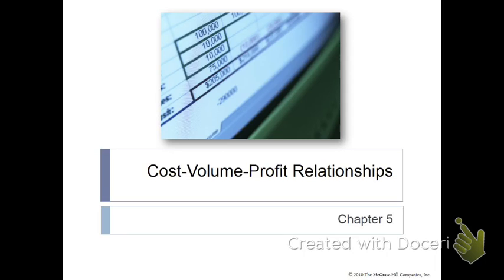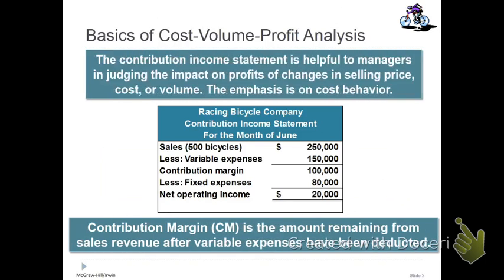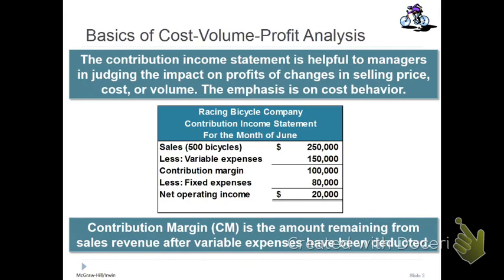This is Chapter 5, and what this chapter talks about is calculating break-even points. In order to calculate a break-even point, it is best if we put things in what we call a contribution format income statement.